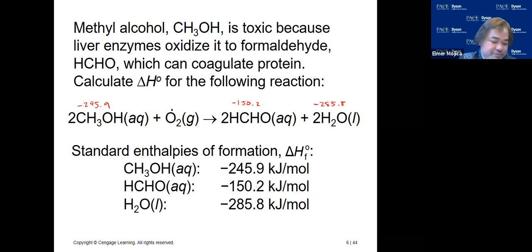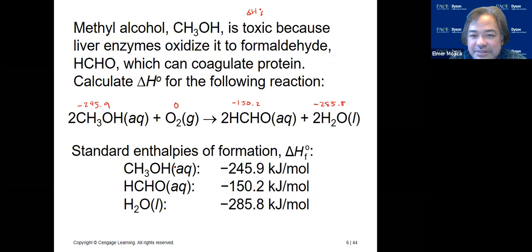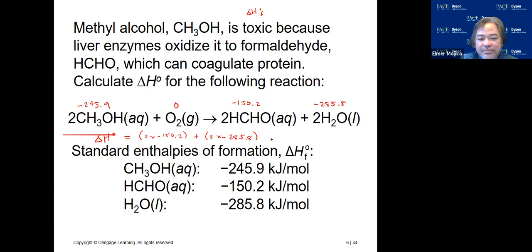What do you think the value here of the delta H for oxygen? Anyone? What did I say earlier? Usually the delta Hf of an element is equal to 0. So what will be the delta H for this? How are we going to arrange that? So 2 times negative 150.2 plus 2 times negative 285.8 minus 2 times negative 245.9. So what do you get?